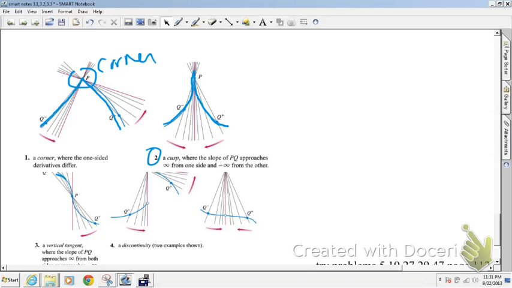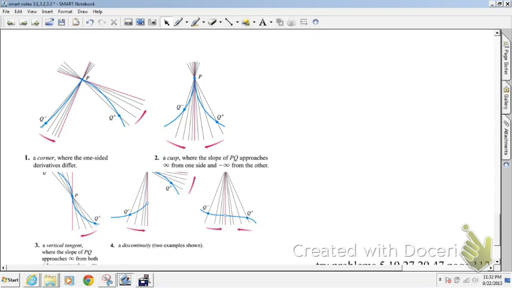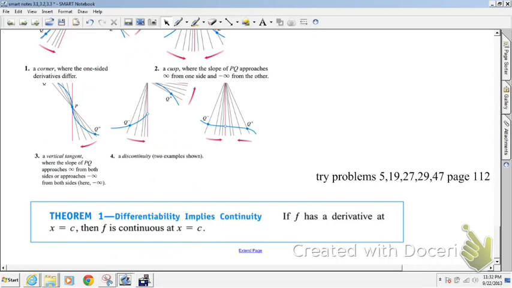Vertical tangent. So here, right at the point P, I'd have a vertical tangent. The derivative's not going to exist there either. And then, of course, a discontinuity. So here a jump discontinuity. You have a function that goes like this, and then like this. In blue. So that's just a reminder to be on the lookout for those, because the author's going to ask us whether a certain function is differentiable or not.